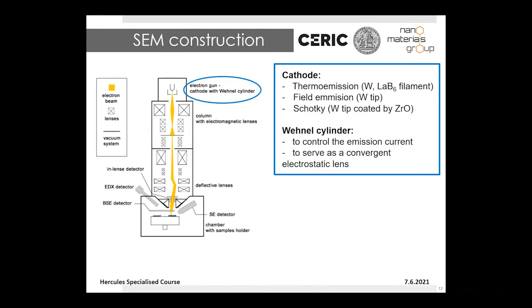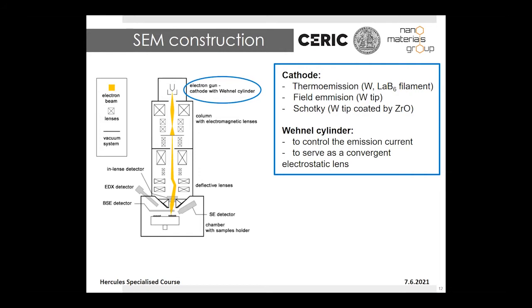So it's thermo emission, field emission, or Schottky. Schottky is a combination of thermo emission and field emission. For that reason, they are using different materials for the cathode. Mostly it's tungsten or tungsten coated by zirconium oxide. So it's where electrons are emitted.